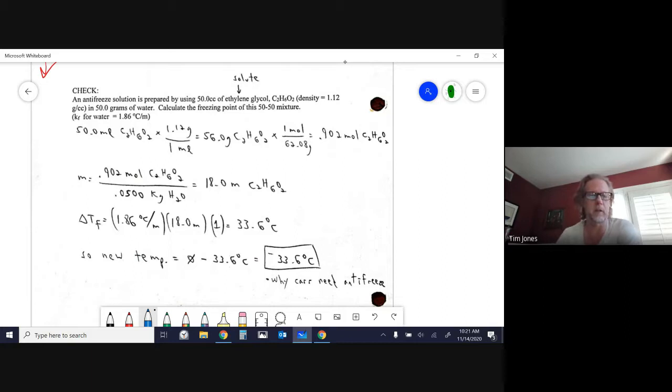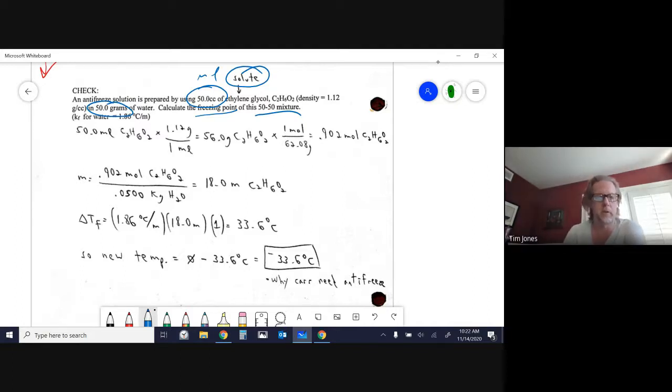But anyway, let's take a look at the situation where it might freeze. So the problem says we're doing 50 cc's, same thing as milliliters, of ethylene glycol, and we're doing 50 grams of water, which basically is a 50-50 mixture, and so it's hard to determine who is the solute and who's the solvent. But since water is typically the solvent, we'll just say that the ethylene glycol is the solute. And I want to know the new freezing point. In other words, does this stuff actually freeze significantly lower than the normal zero of water?